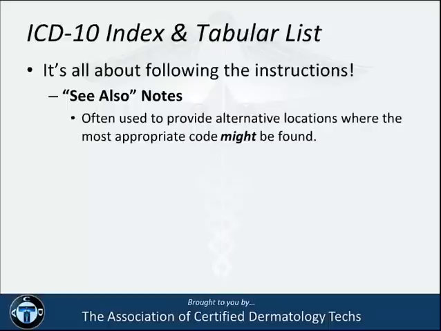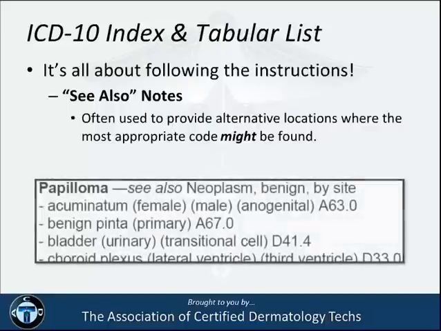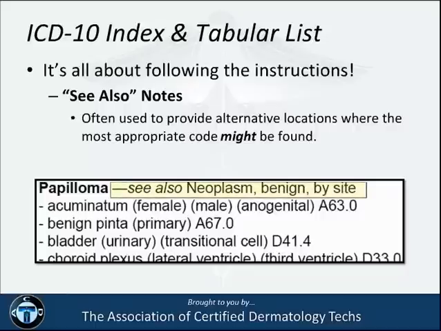For example, let's say that the doctor you work with referred to a given lesion as a papilloma. So of course, that's where you look first in the index. The ICD-10 authors realize that the term papilloma may be used in a variety of diagnoses, some of which are more popularly referred to by another name. Therefore, the first thing you see when looking up the various types of papillomas is this See Also note, directing you to consider looking under neoplasms, benign, by site, if you don't find what you're looking for under papillomas.